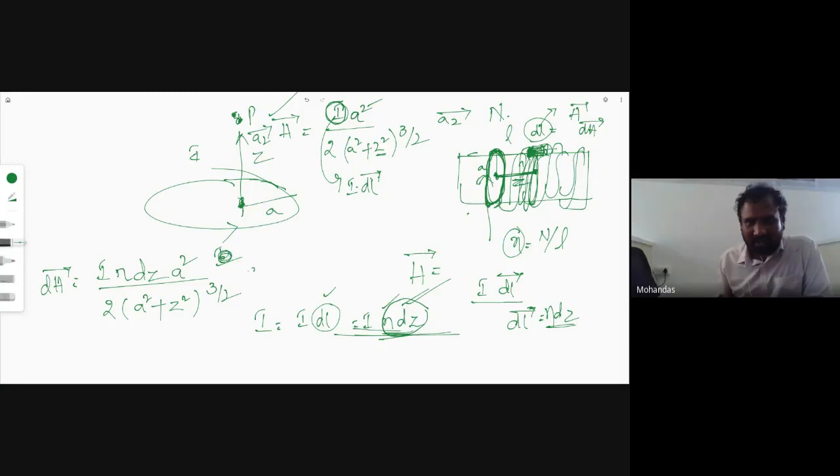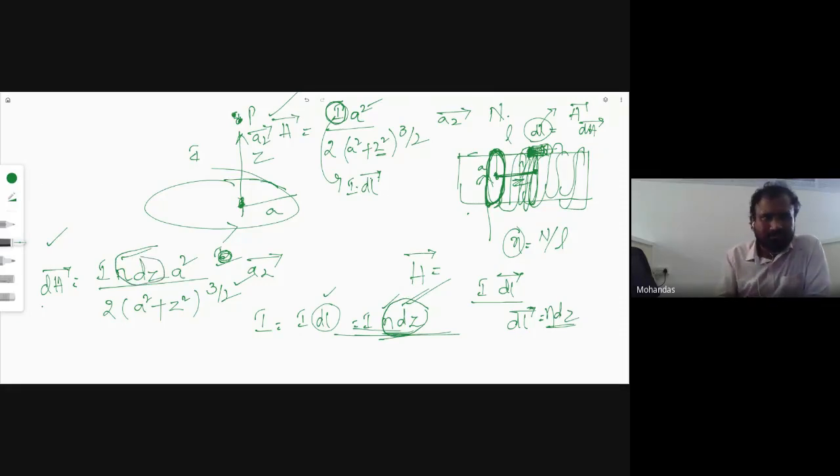What is the unit vector here? Unit vector is az. Are you following this here? What is the differential magnetic field due to this solenoid here? dH equal to I into N into dz into a square divided by 2 into a square plus z square whole to the power of 3 by 2. Because the solenoid consists of n number of loops, we have taken n into dz. Instead of current I, we are writing this n into dz as extra for the n number of loops here.